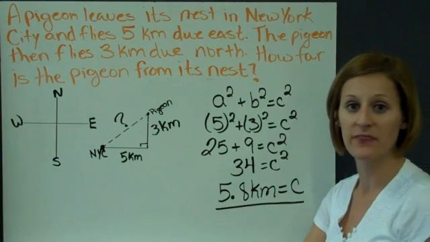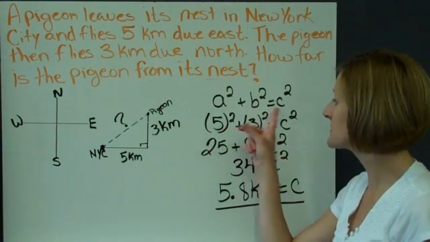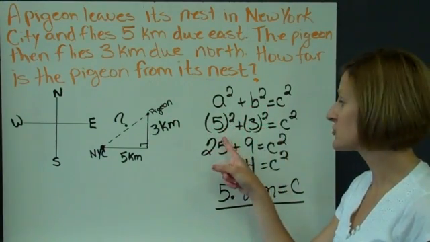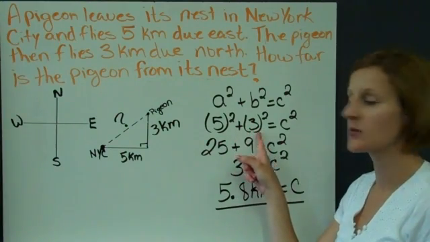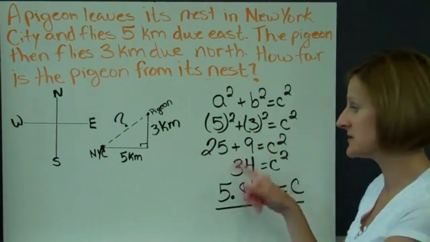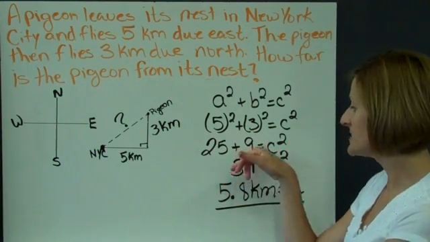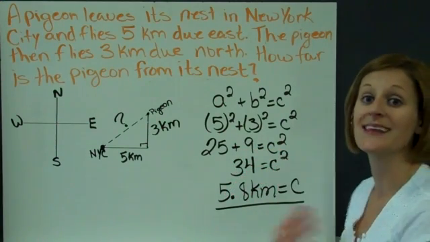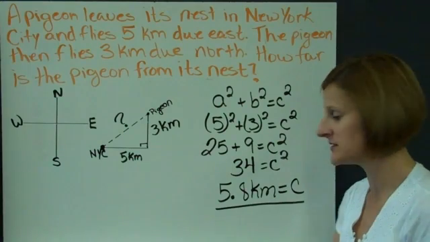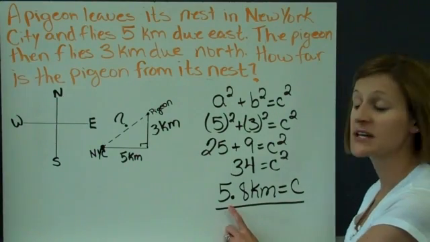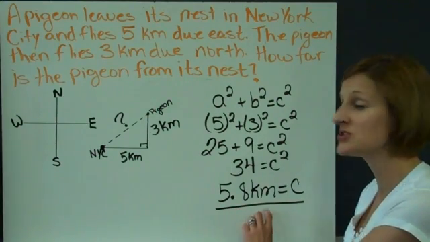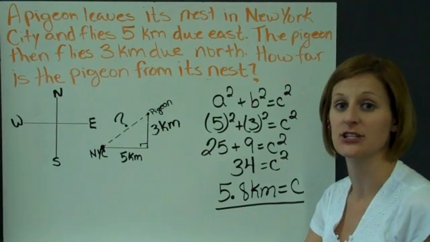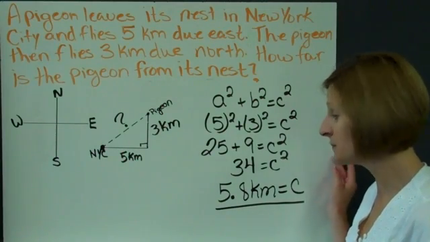Use my Pythagorean theorem. a squared plus b squared equals c squared. Now square 5, add it to 3 squared, and see what c squared is. So 25 plus 9 equals c squared. I get 34 equals c squared, and I need to take the square root of both sides to find out that the pigeon's going to be 5.8 kilometers away from its nest in New York City. And that would be your answer.